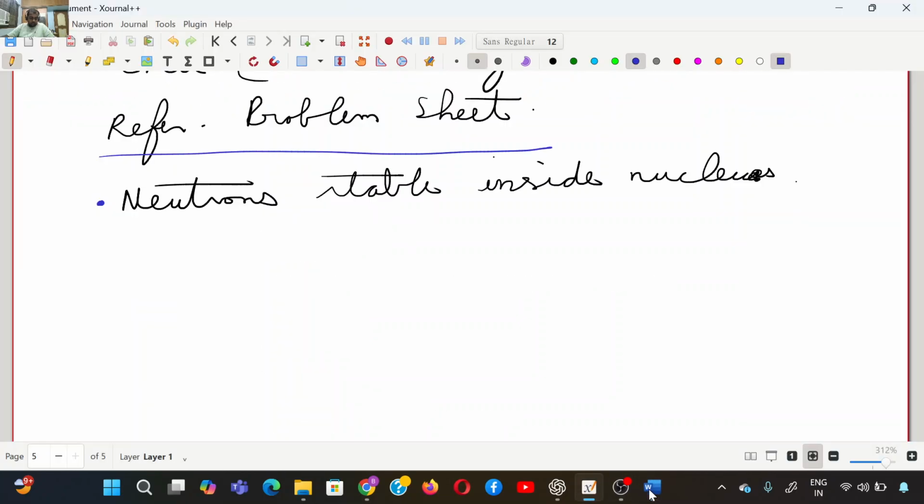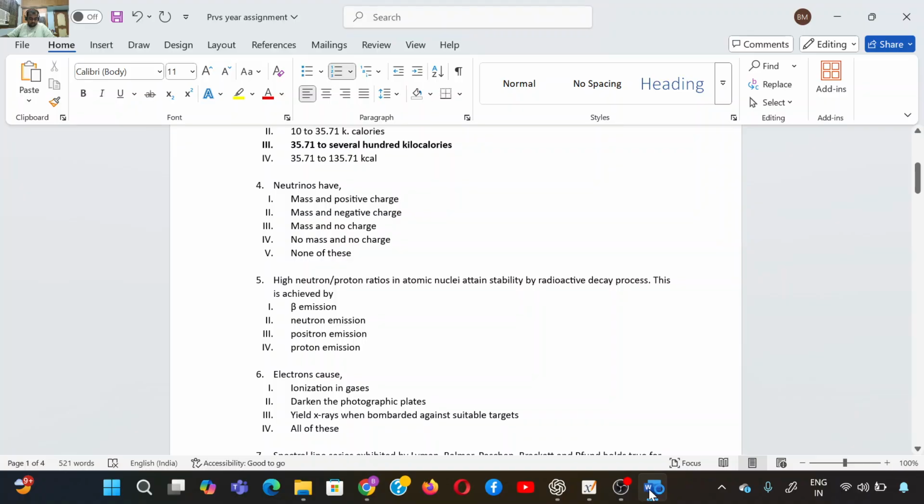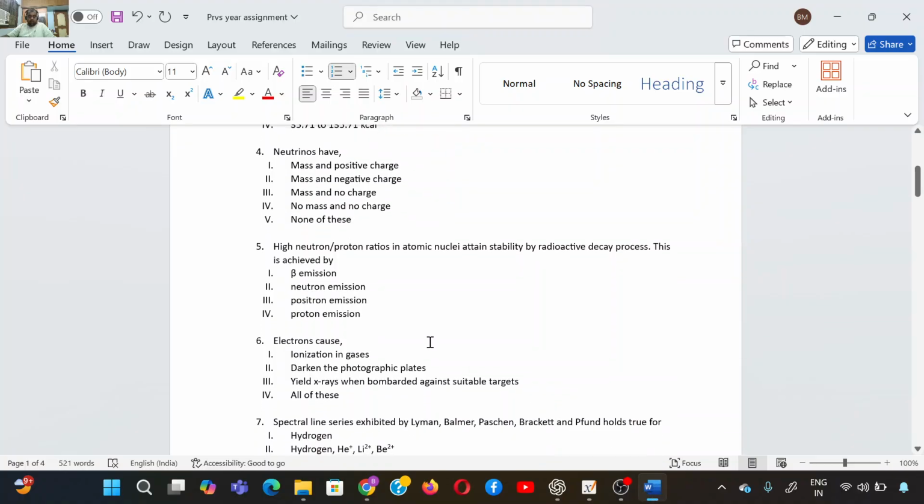What about neutrinos? What are neutrinos? See, this question is from last week's assignment. You can say that they have mass and no charge, or no mass and no charge. Both I feel are correct answers. In the last week's answer key, it is no mass and no charge. But I feel that it can be mass and no charge as well as no mass and no charge, because you can't say it as protein and mass.